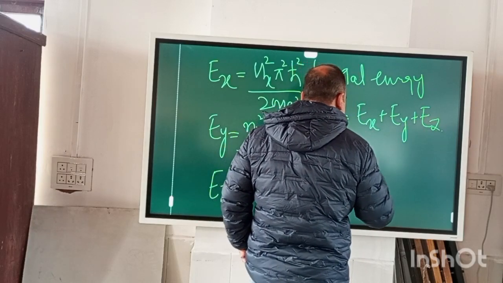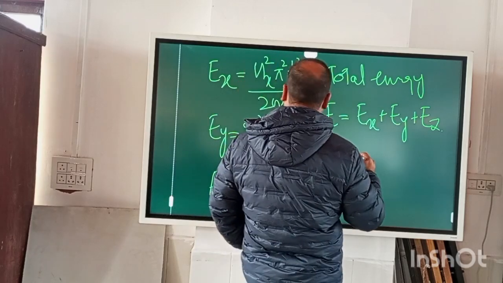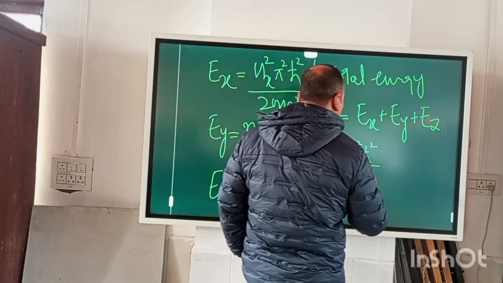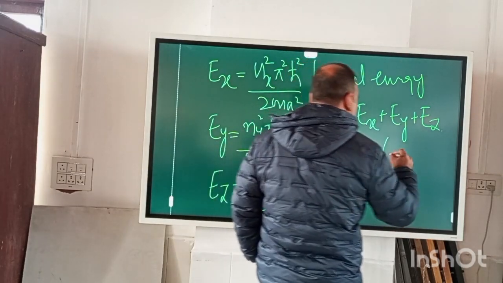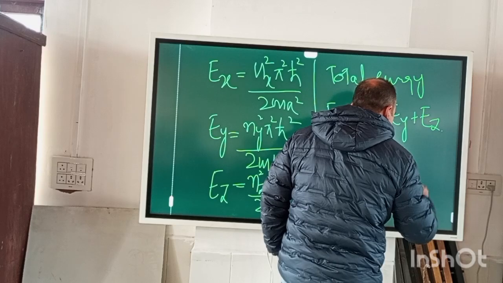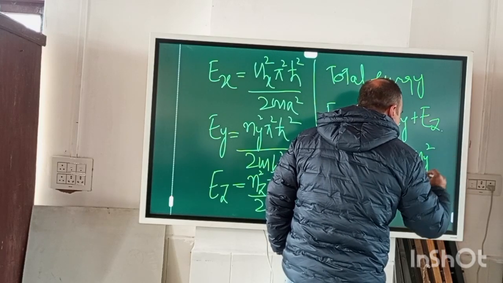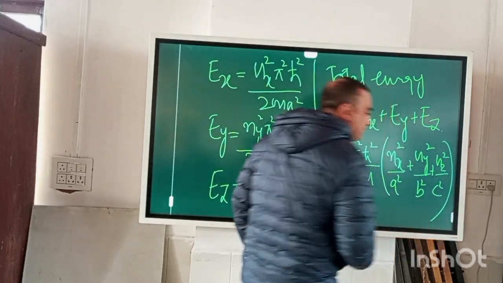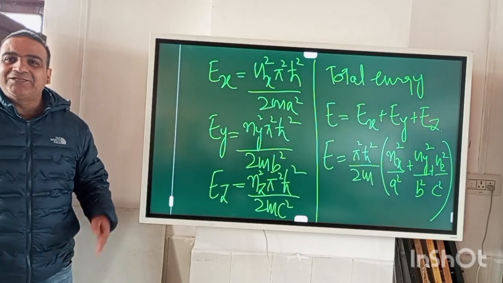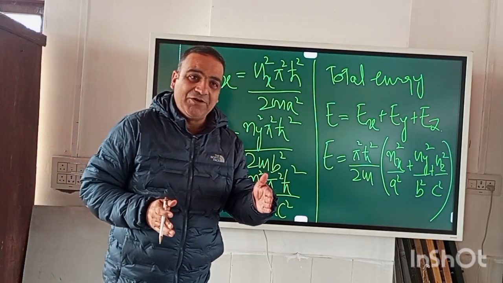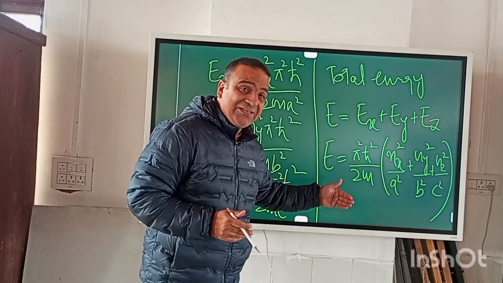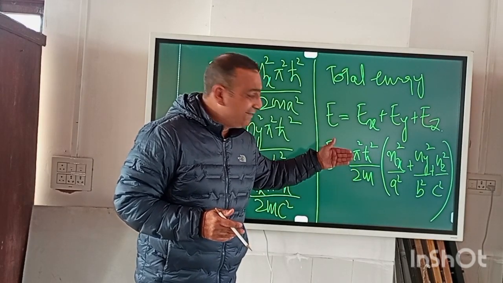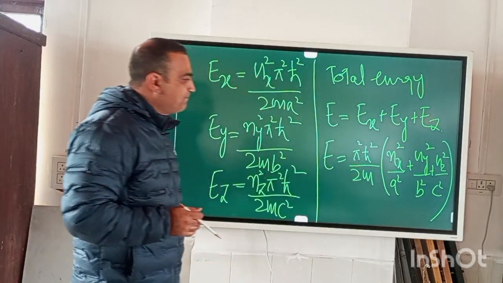So total energy E. What is Ex? Okay, I will write that down. I will write pi square h bar square by 2m outside. Inside, I will have nx square by a square plus ny square by b square plus nz square by c square. This will give us the measure of energy of the particle, right? And nx is your integral number along x, ny is your integral number along y, and nz is your integral number along z. Clear?